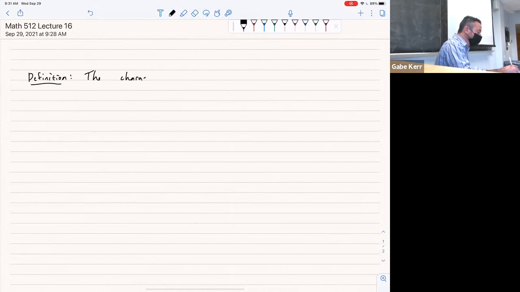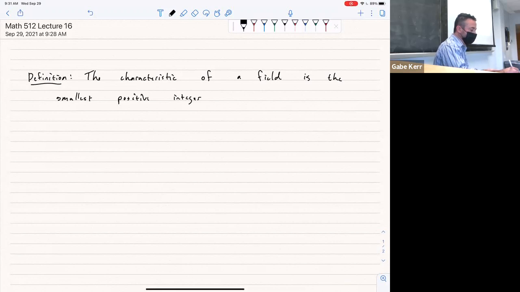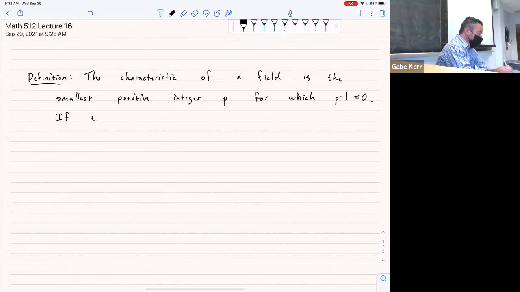The characteristic of a field F is the smallest positive integer b which, times that identity, equals 0, if it exists. If there is no such integer, we do a strange thing.